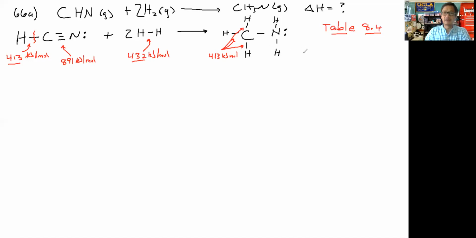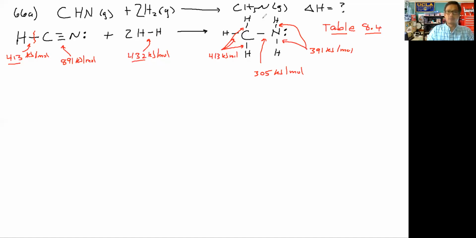Okay, and then we have a nitrogen-hydrogen single bond. I think we were given that as 391 kilojoules per mole, and that applies to that bond as well. And then we have one carbon-nitrogen single bond, and that's 305 kilojoules per mole. All right, so those are all the bond energies that we obtained from the table. Okay, and so let's go ahead and work that out.